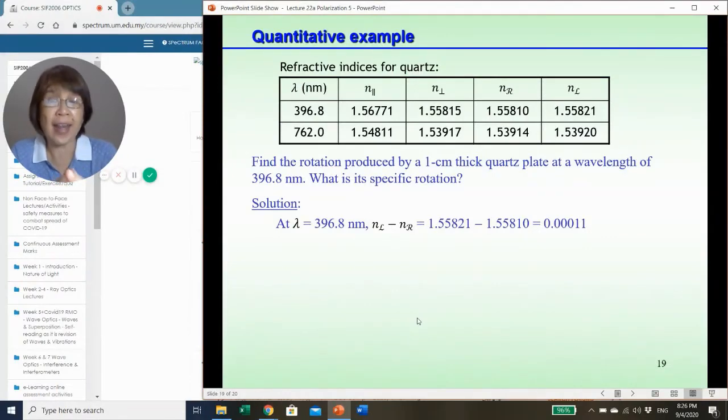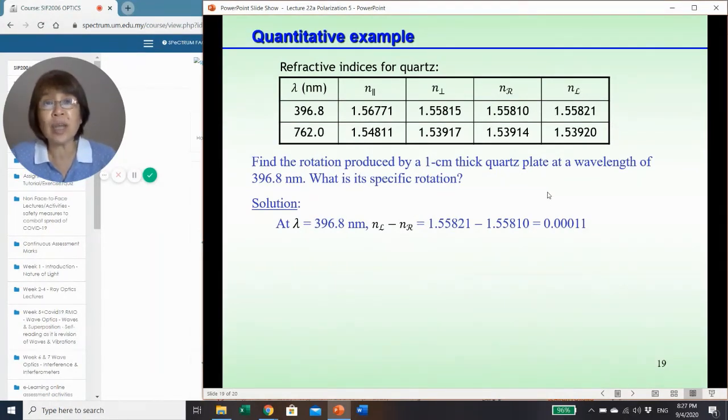Here is a sample problem. You're supposed to find the rotation produced by a 1 cm thick quartz plate at this particular wavelength, 396.8 nanometers, and thereon find out what its specific rotation would be. As you know, optical activity is actually contributed by circular birefringence. So the values that we're going to use will be NR and NL.